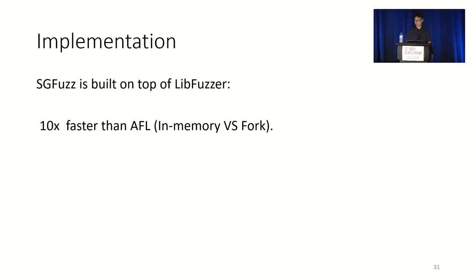We call our fuzzer SGFuzz, state greybox fuzzer, and build it on top of libFuzzer. The reason is that libFuzzer is much faster than AFL, because of the in-memory architecture compared to the fork architecture.